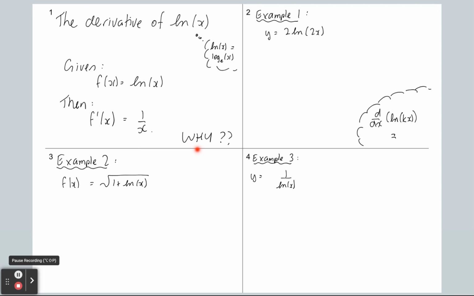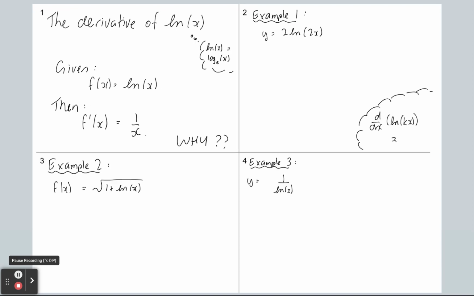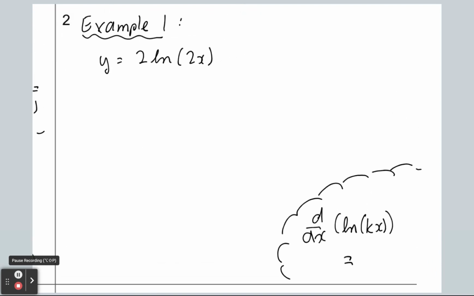Would you like to know why? Well, feel free to YouTube it because it is a fairly complex reason why it turns out to be 1 on x, so I'm not going to cover it in this video. Instead, we're going to get straight into examples. So let's have a look at example 1 here, which is 2 ln of 2x.